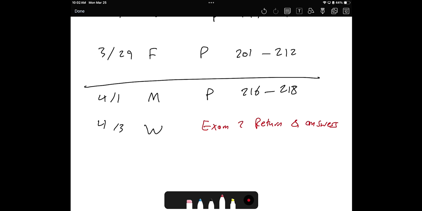Then there will be office hours for the TA, if you need to see the TA to review the grades. So keep in mind the TA for the grading is different from the TA in the lab. Okay.